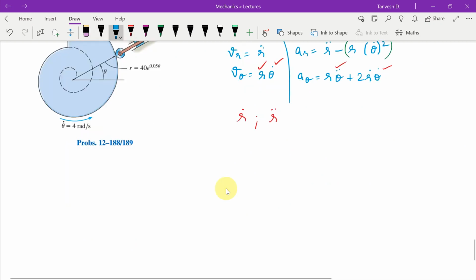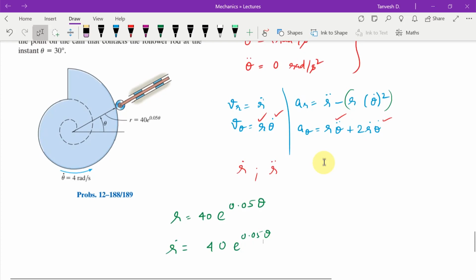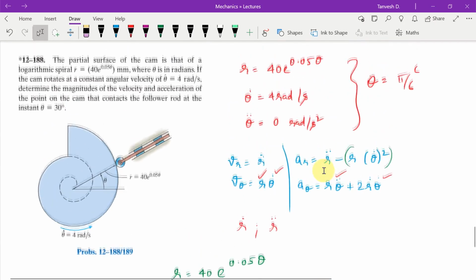So r is 40 e raised to 0.05 theta, right? Therefore, r dot will be equal to 40 into e raised to 0.05 theta into 0.05. Then we'll also have to multiply by d theta by dt, which is your theta dot. And theta dot is 4 radians.